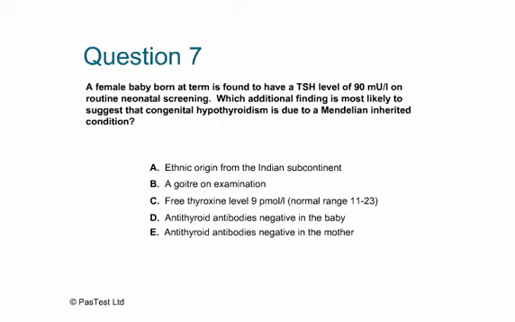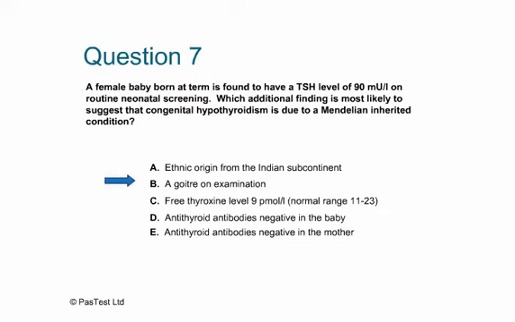Ethnic origin from the Indian subcontinent, goiter examination, free thyroxine level 9 picomoles per litre, and anti-thyroid antibodies negative in the baby or anti-thyroid antibodies negative in the mother. And the answer is a goiter examination. A goiter suggests that the thyroid gland is present, but the biochemical pathways are inactive. A free thyroxine which is low does not differentiate dyshormonogenesis from a dysplastic thyroid gland.